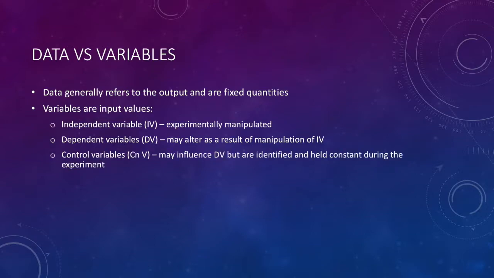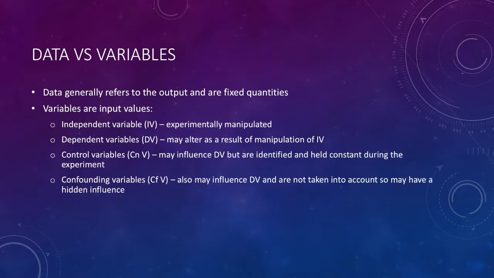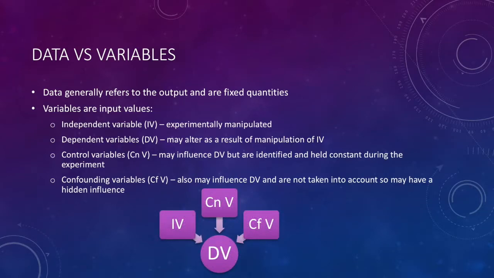Other variables include things like control variables, which are variables that can influence the dependent variable, but they are identified beforehand and held constant during the experiment. Confounding variables, on the other hand, may also influence the dependent variable, but they are not taken into account beforehand, and so they may have a hidden influence during our experiment. So as we can see in this graphic here, the dependent variable can be influenced by the independent variable or control variables or confounding variables.